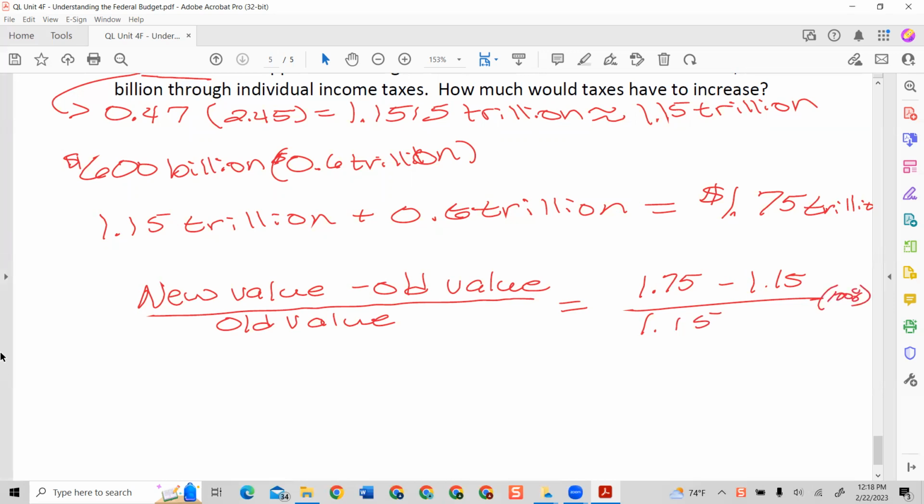So let's do that. 1.75 minus 1.15 divided by 1.15 times 100. We get, and let's round to the nearest whole number, 52%. I'm going to use my approximation sign. So on average, everyone's income taxes would have to increase by about 50% in order to generate this additional revenue.